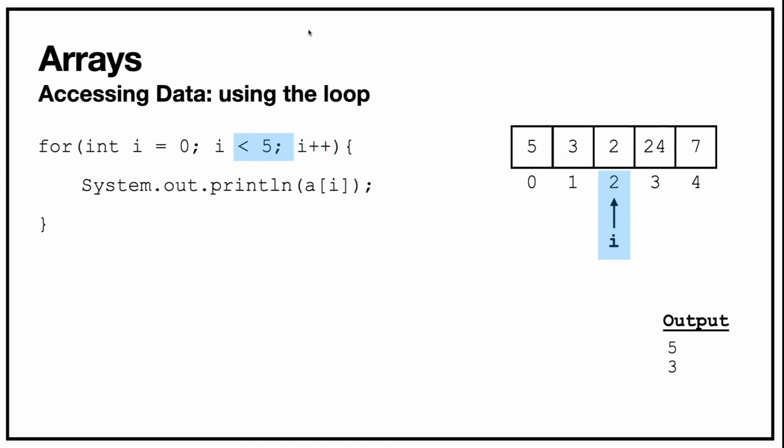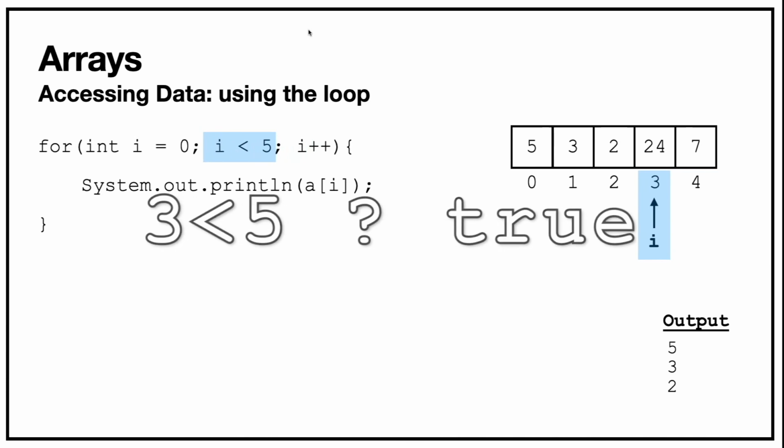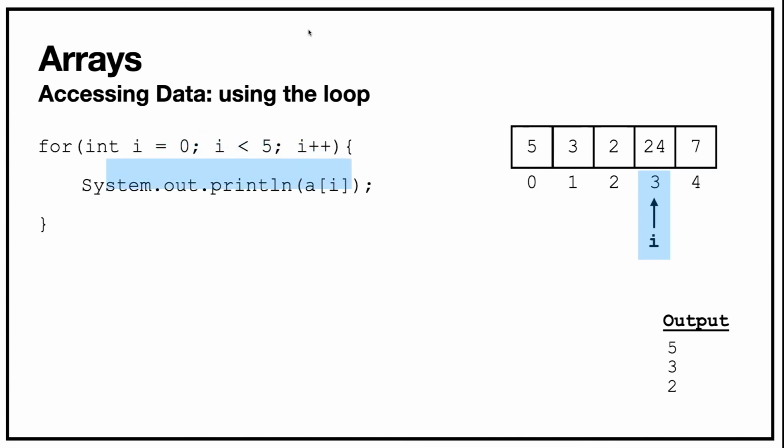Next, we go back to the comparison, and we ask, is 2 less than 5? That is true. Because it's true, we go to the body, System.out.println a at position 2, which is 2. We print the value of 2. We update i++. Now the value is 3. And we go to the check and ask, is 3 less than 5? Which is indeed true. So we go to the body of the loop, System.out.println, a at position 3, which is the value of 24. We update the value of i by 1 more by using i++.